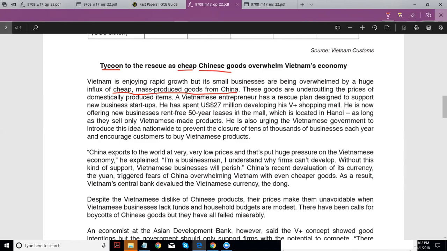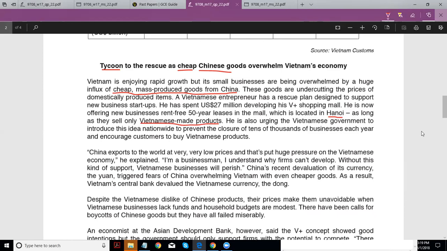A Vietnamese entrepreneur has a rescue plan designed to support new business startups. He has spent some million developing his V Plus shopping mall. He is now offering new businesses rent-free 50-year leases in the mall, as long as they sell only Vietnamese-made products. So this is basically a way to ensure that the shops don't sell Chinese products, they only sell Vietnamese-made products, and the incentive provided is that you get a spot in the mall, 50 years rent free.